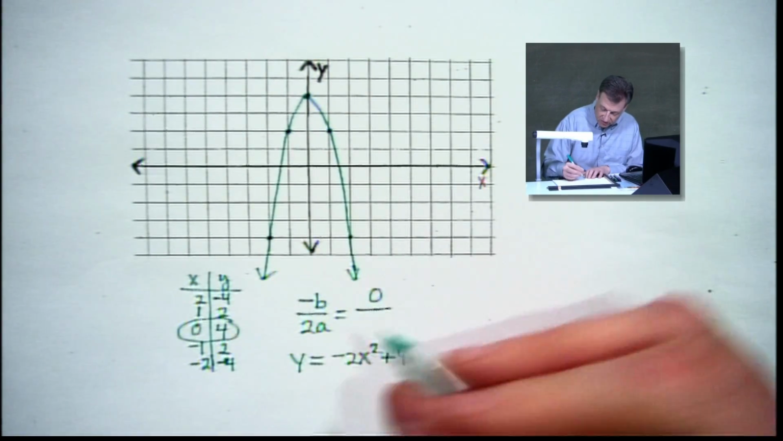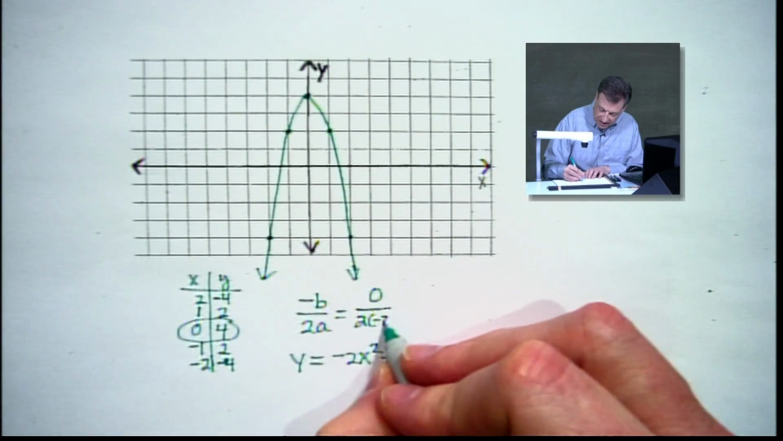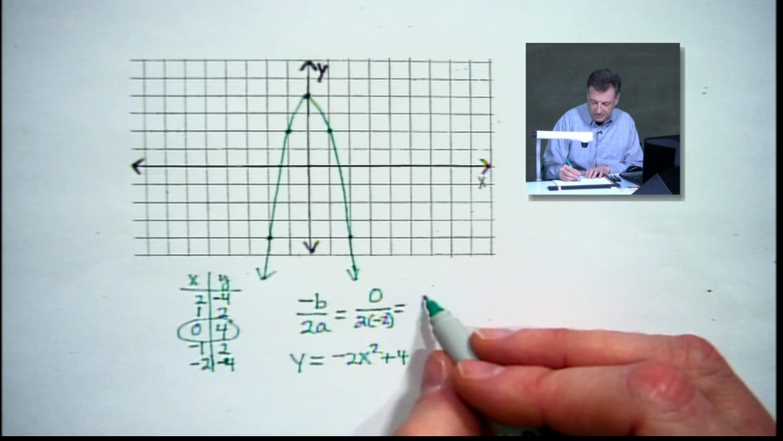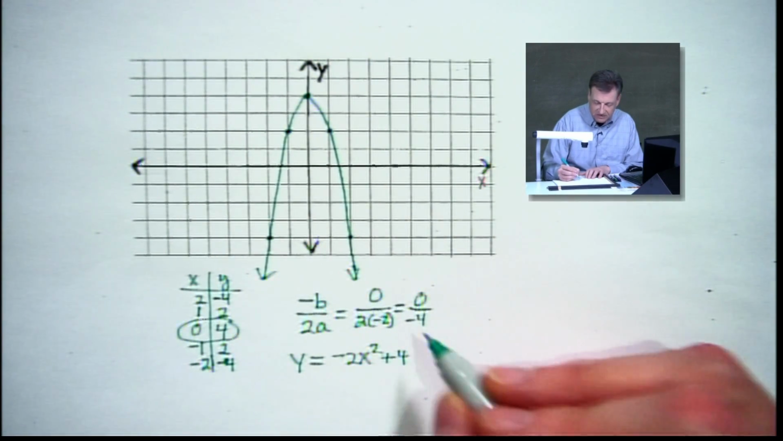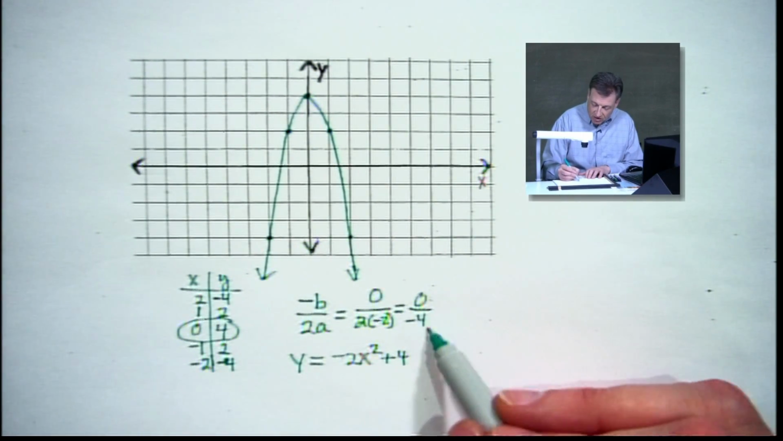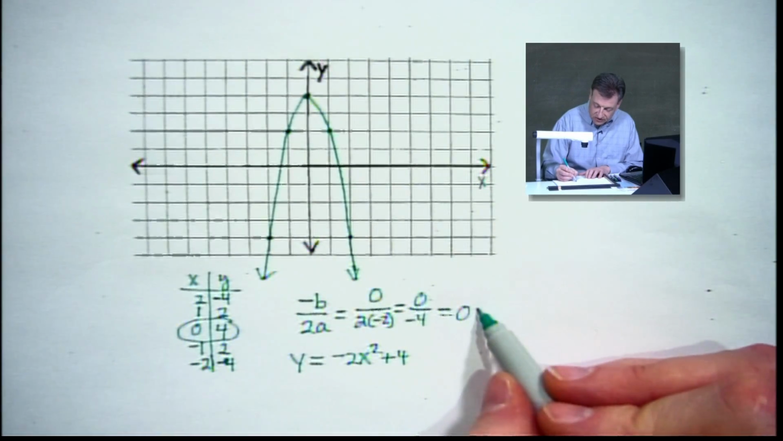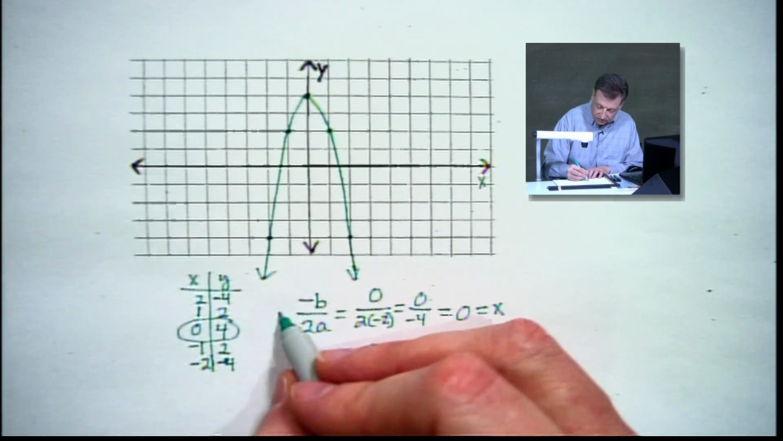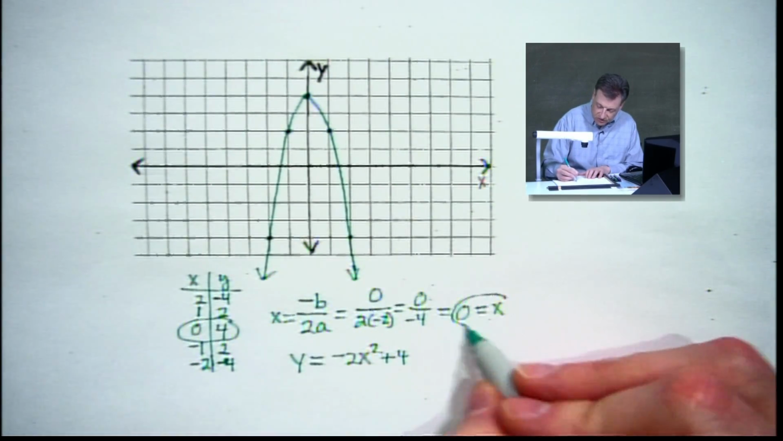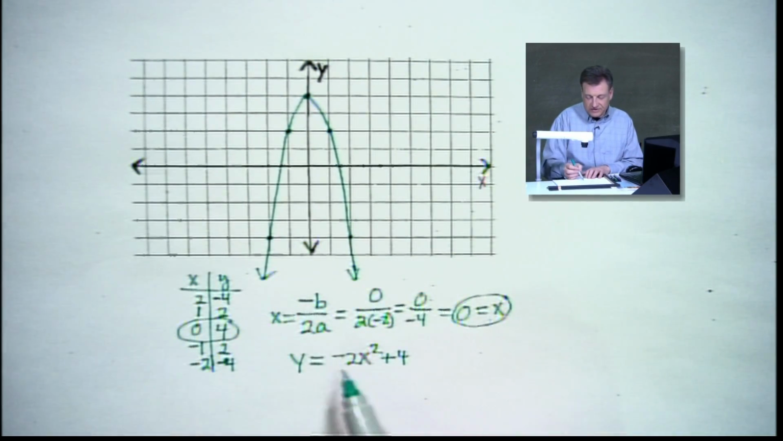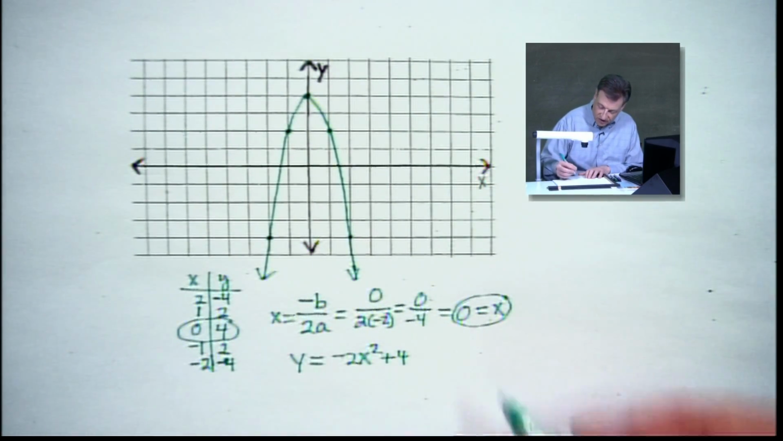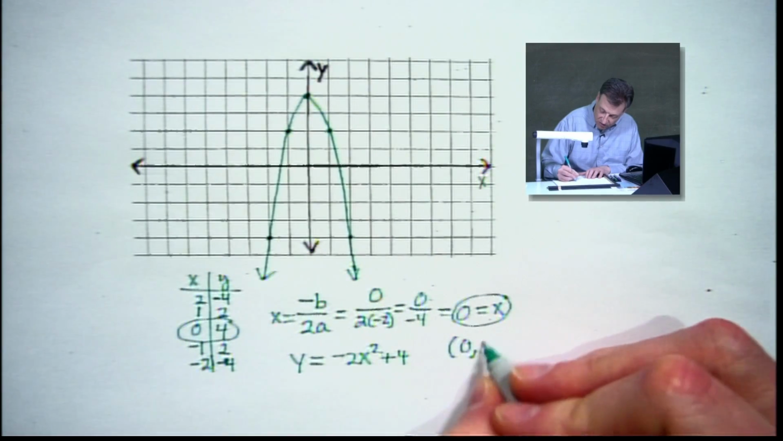We got 0 over 2 times -2. Now remember, it really doesn't matter what's underneath, although we have a -4. When we have 0 over that, our x value is 0. When we put a 0 in there, we come up with 4. So the vertex is at (0, 4).